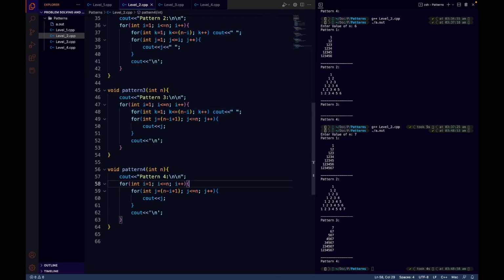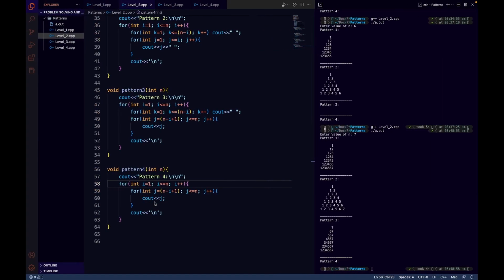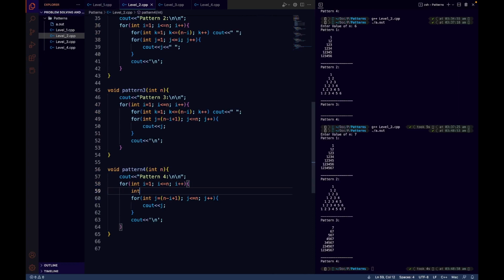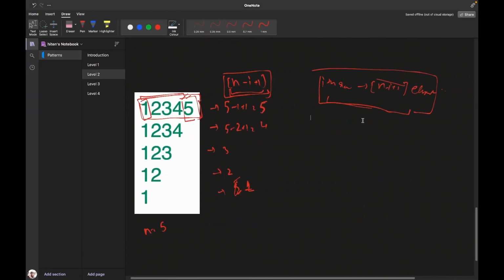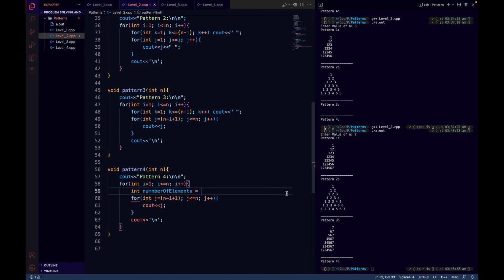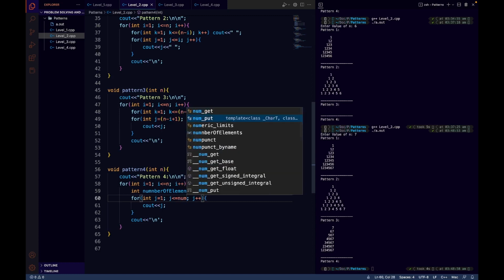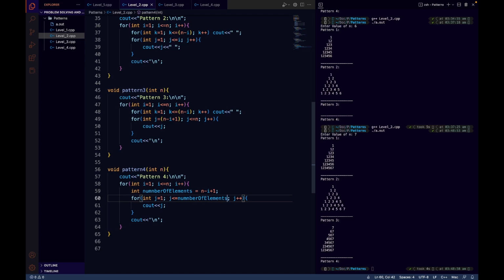Since this particular example doesn't have any spaces involved, we don't want any spaces, so I'll just delete this. First we need to find the number of elements, so that would be int number of elements. This can be found using the relation n minus i plus 1. So now we have found how many elements the particular row would have. Now we need to print the sequence starting from 1 until the number of elements, and this is the only code.